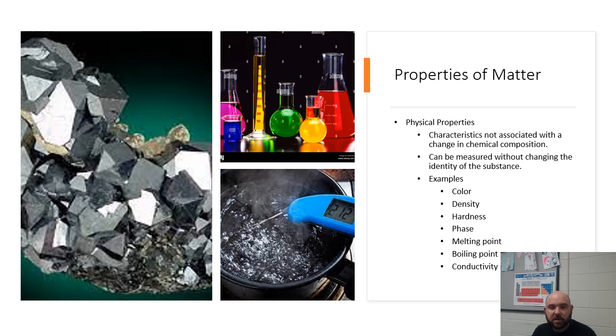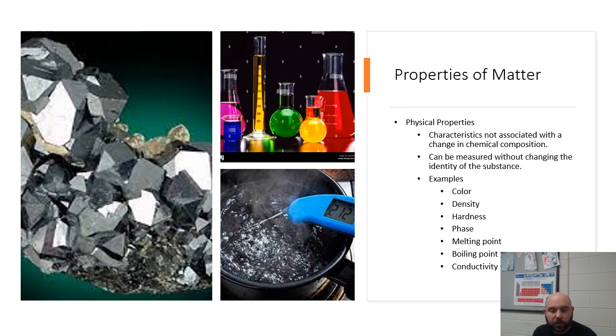What phase the matter is in, whether it's solid or liquid, is describing a physical property. Other ones that you see down there are the melting point and the boiling point, which are, of course, the temperatures at which that happens for that substance. For example, a physical property of water would be that it melts at 32 degrees Fahrenheit or 0 degrees Celsius. A physical property of water would be that it boils at 100 degrees Celsius, or 212 degrees Fahrenheit, actually.